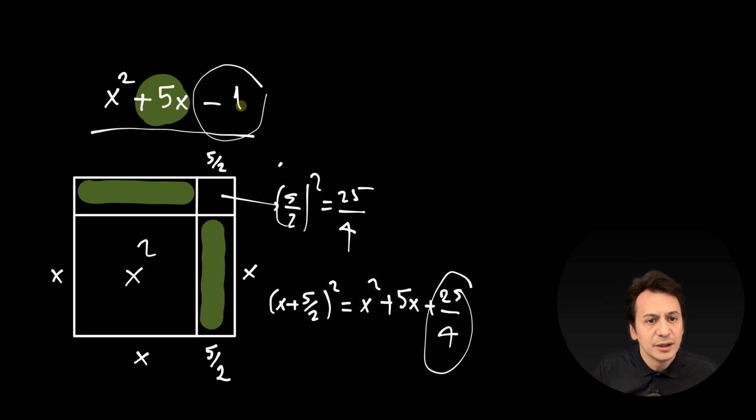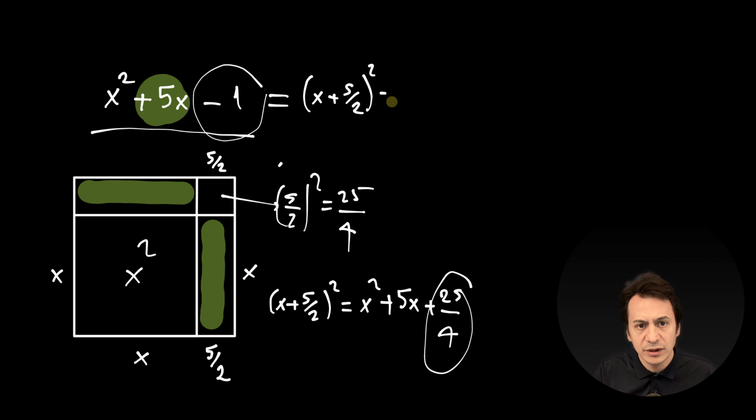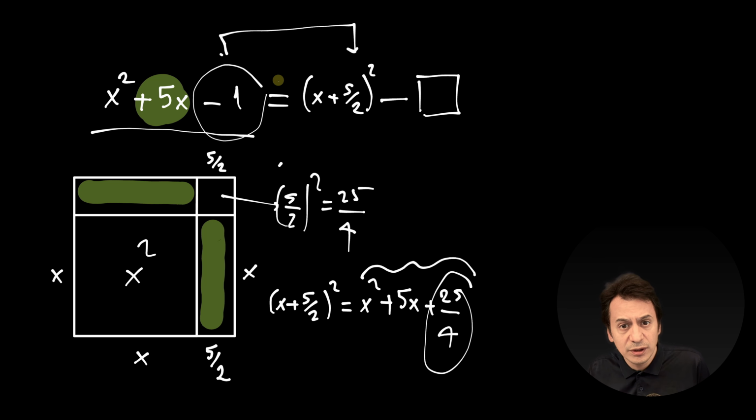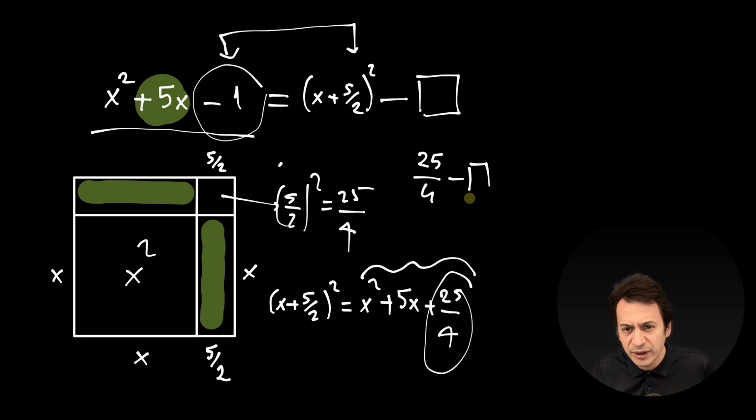Okay. Well, let's start writing this expression in terms of this one. x plus 5 over 2 squared equals, no, not equals. Okay, so this one equals x squared plus 5x plus 25 over 4. So what should I do? I have to subtract something. Okay, so these are going to be equal. So I will subtract something from 25 over 4, right? I'm subtracting something, and then it will become minus 1, right?